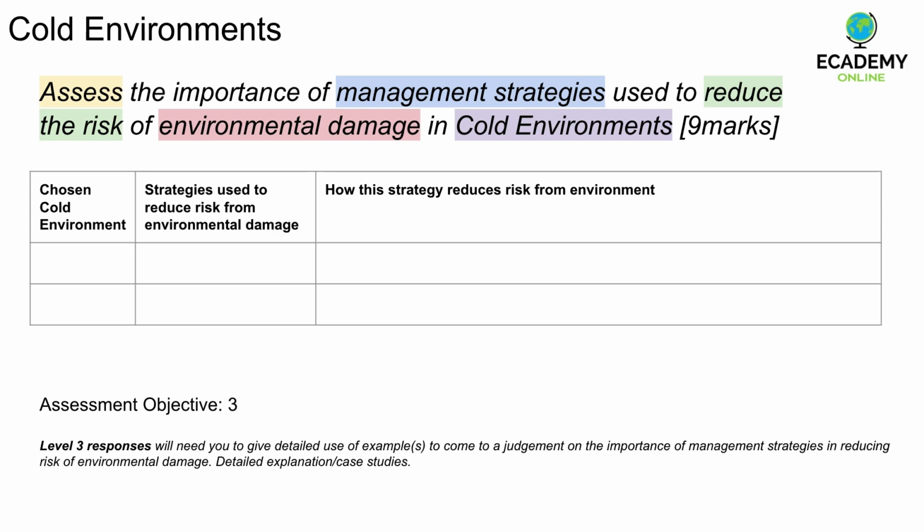So here's a good way to break it down. In this question, you can write down in the far left hand column your chosen environment. That could be Alaska, it could be Antarctica, it could be Svalbard, wherever your chosen place is. Then identify some strategies that have been used to reduce the risk from environmental damage into this little table. You might want to pick out 2 or 3. You won't need many more than that. And then very briefly describe how this strategy reduces risk from the environment getting damaged.